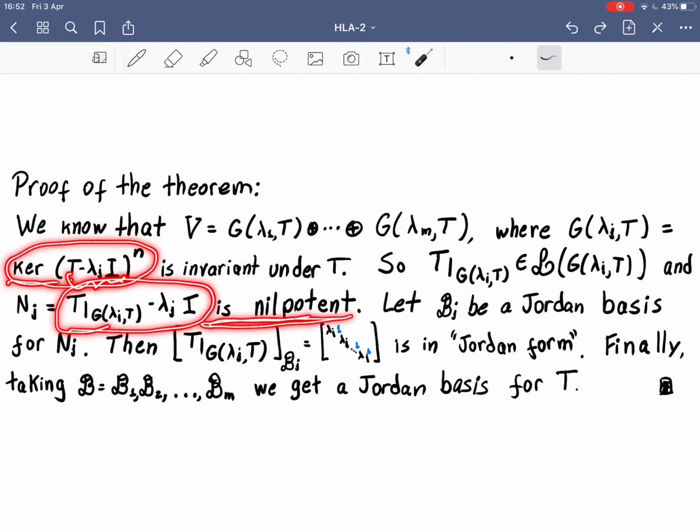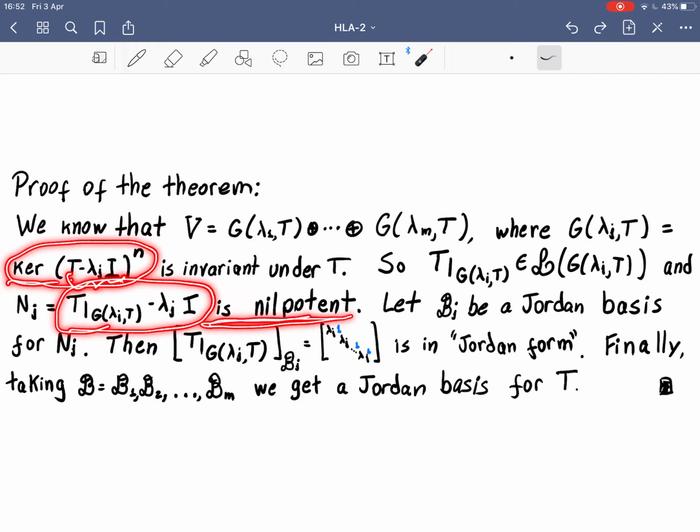So we can find Bj, a Jordan basis. What's a Jordan basis for this operator Nj? Where is Nj defined? Nj is defined here. So it's a basis for this space. And it's Jordan with respect to this Nj. Which means when we write Nj on that basis, Nj with respect to this basis Bj, this will be the Jordan thing. It has ones here, zeros on the main diagonal, and zeros everywhere else.